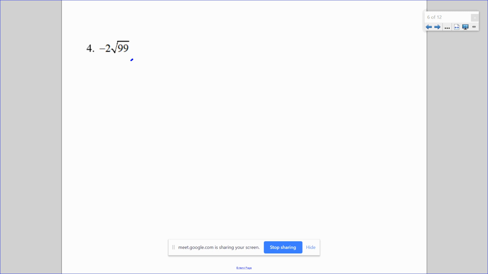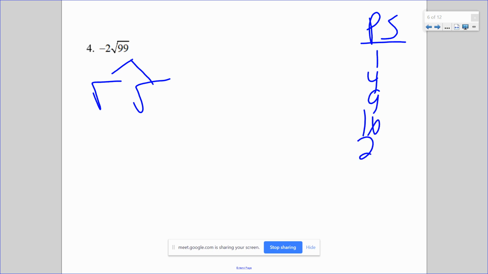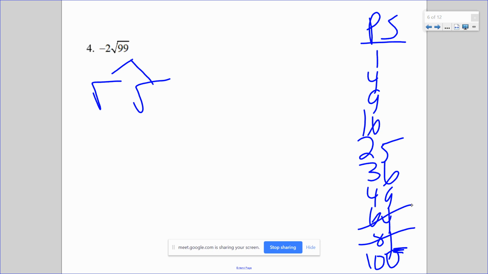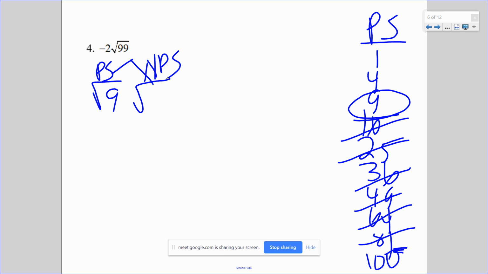Okay, let's take a look at number 4. 99 is not on my list, so I'm going to, again, quickly write out my list, although you should just have it written out so you can refer to it. 99, 81 doesn't go in, 64 doesn't, 49 doesn't, 36 doesn't, 16 doesn't, 9 does. My perfect square is 9. My non-perfect square is 11.